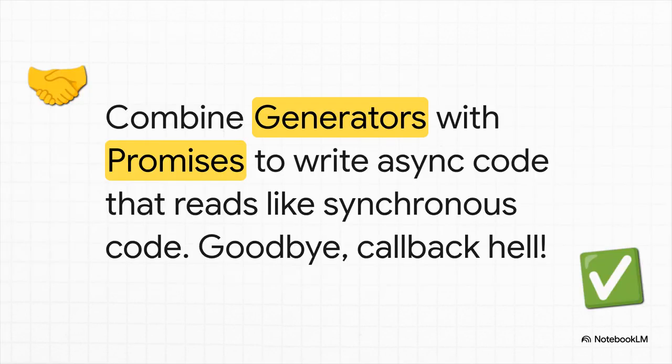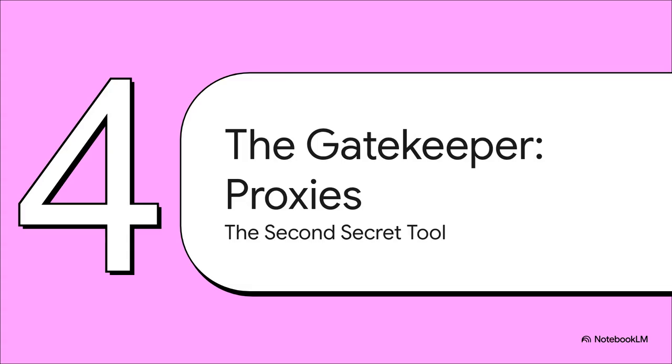And here is where it all clicks. This is the payoff. This is how we fix callback hell. You can combine generators with promises. You kick off an async task, like fetching data from an API, and then you yield. The function just pauses, waiting. Once the data comes back, you call .next and feed that data back into the generator. And just like that, your async code reads like simple, top-to-bottom, synchronous code. It's so clean.